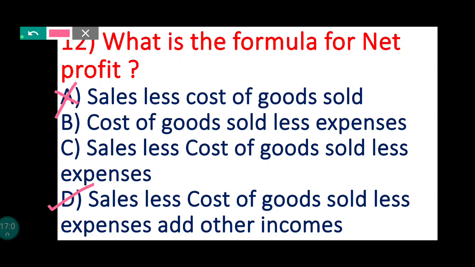Then cost of goods sold less expenses is also wrong. C, sales less cost of goods sold less expenses, is also wrong because after deducting expenses we also add other income like commission received, discount received. So the answer is D.